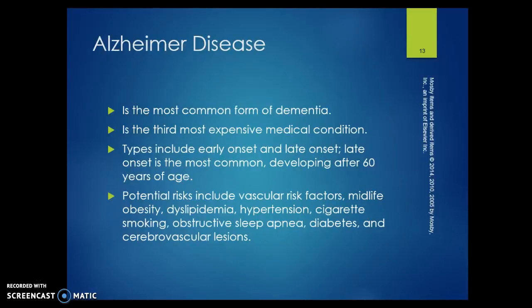Alzheimer's disease is the third most common form of dementia. It is the third most expensive medical condition, of all medical conditions. Types include early onset and late onset. Late onset is the most common, developing after 60 years of age.